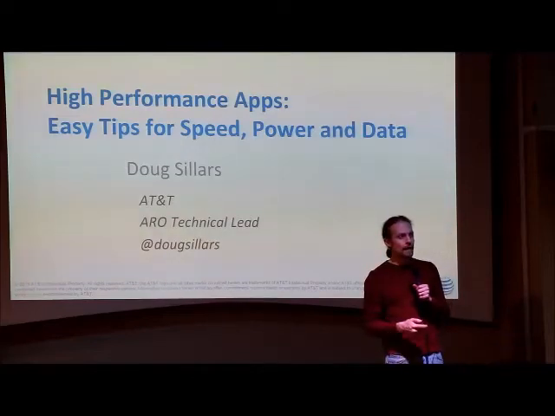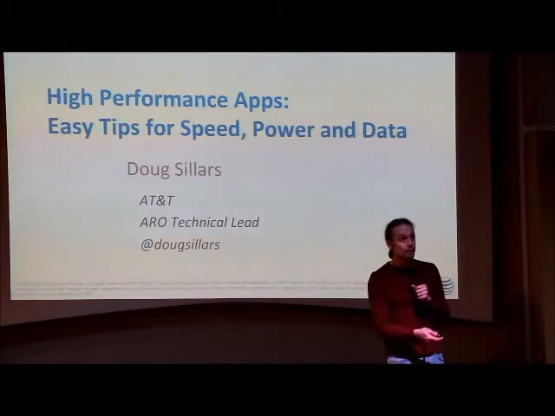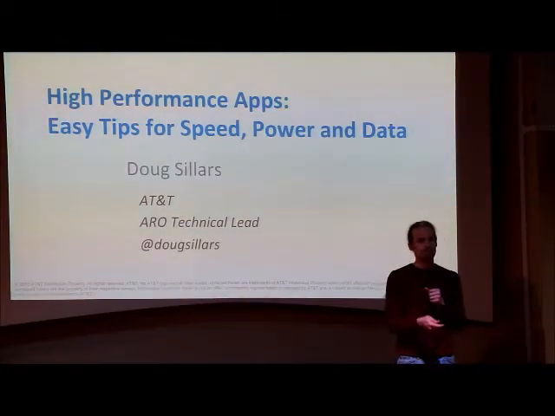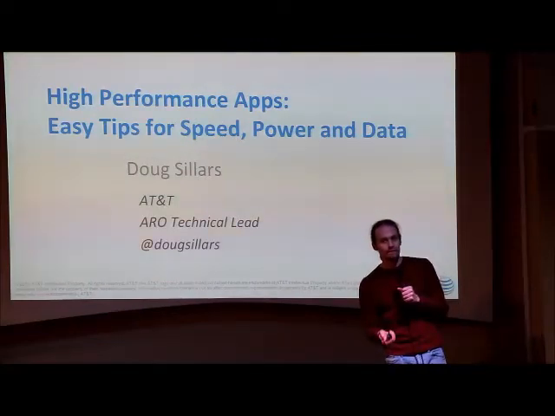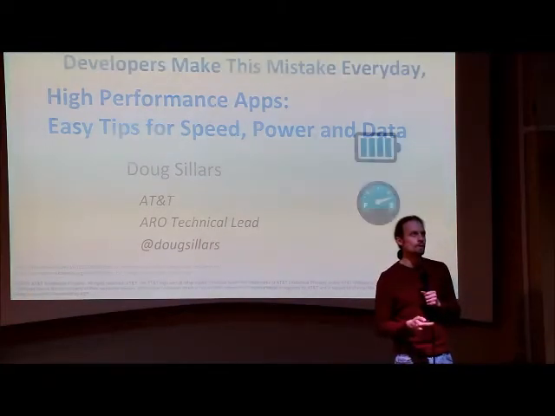AT&T, I work on the Arrow program, and Arrow is the Application Resource Optimizer. Our goal is to help developers and testers figure out how to make their apps run faster. And if your app is running faster, you're using less power, less battery, and you're probably using less data on the network, which is something that customers are worried about.